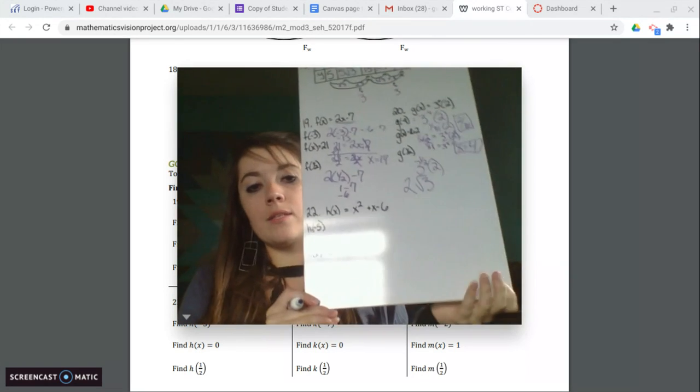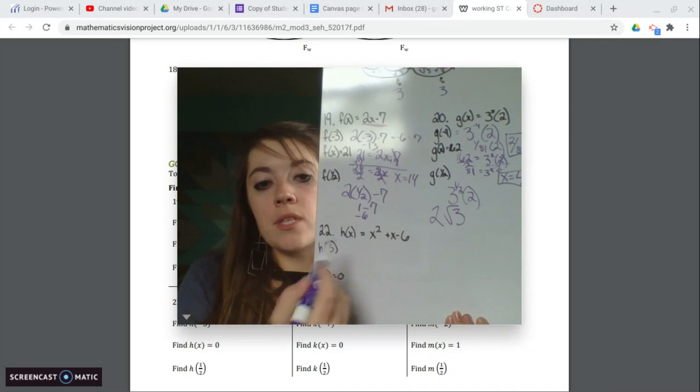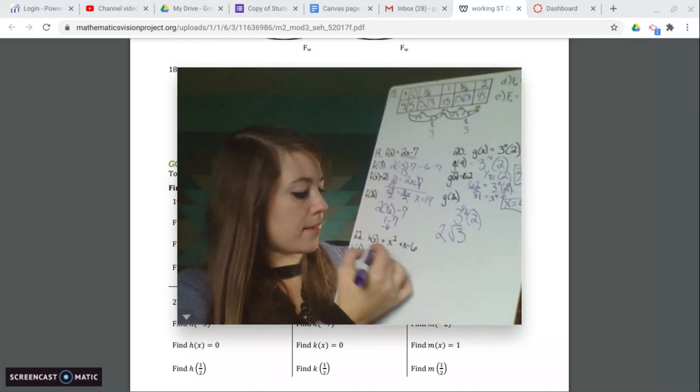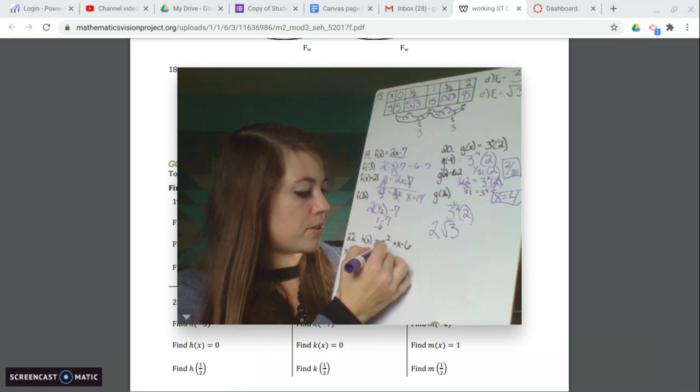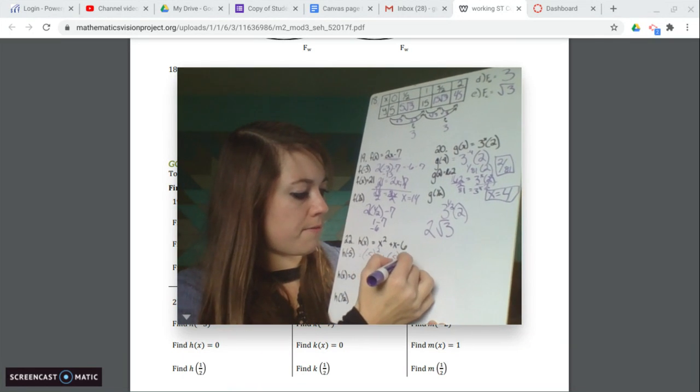All right, and our last one, 22. Same thing, we're going to plug in negative 5 in for x. So we have negative 5 squared plus negative 5 minus 6.